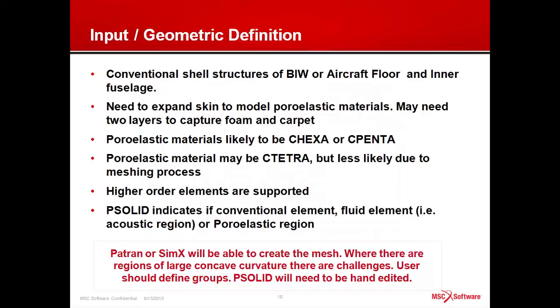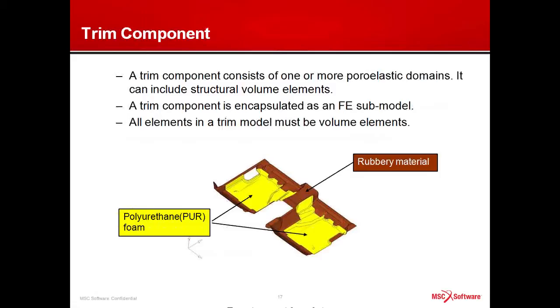But that's not that difficult, because if you have your body in white, or if you were an aerospace structure, if you had the floor of your fuselage, you would effectively expand your plate elements or your shell elements, generating a set of hexahedral elements or pentahedral elements. They could be lower order elements or higher order elements. So to build one of these meshes is not particularly difficult to do. And then you would use the P-solid option to indicate whether it's a conventional element, meaning it's your metal element, whether it's a poroelastic material, or whether it's the fluid element in the particular model.